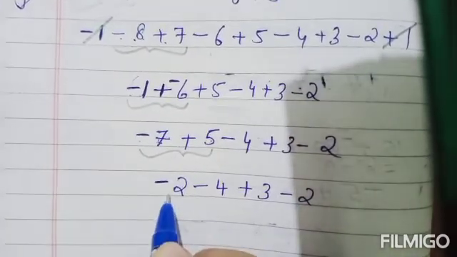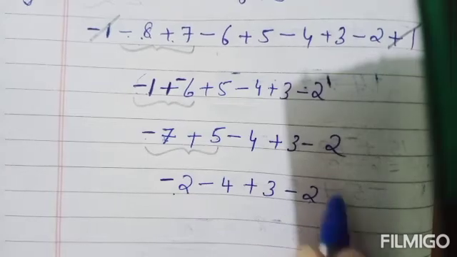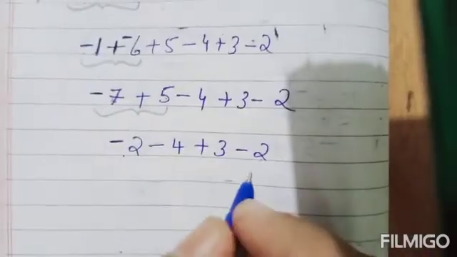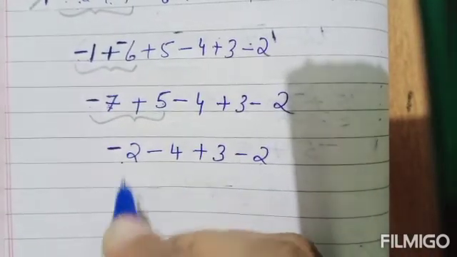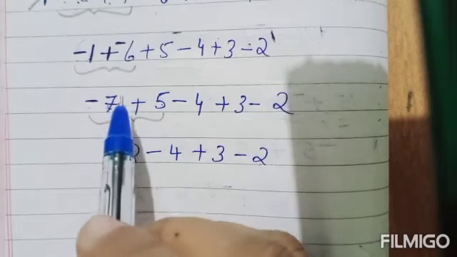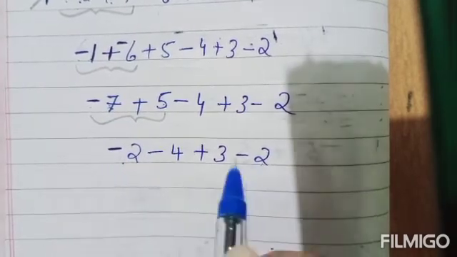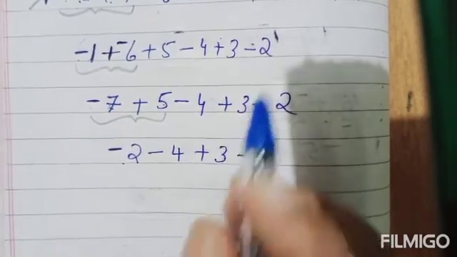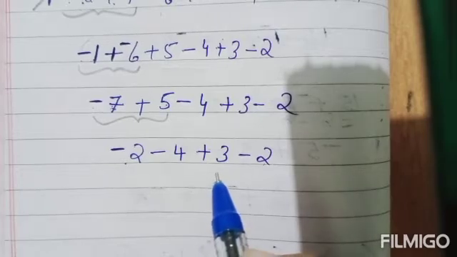Listen, here minus 2. Here also minus 2. Same sign it is coming. Okay, so don't cancel. If minus 2 and plus 2 come, then only you can cancel.